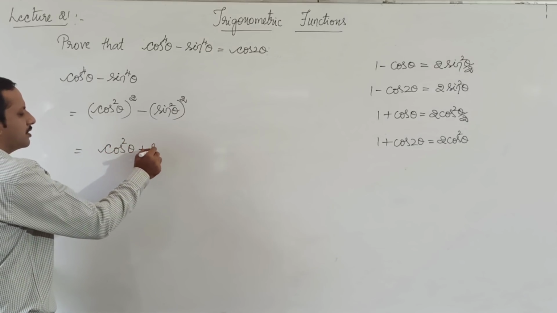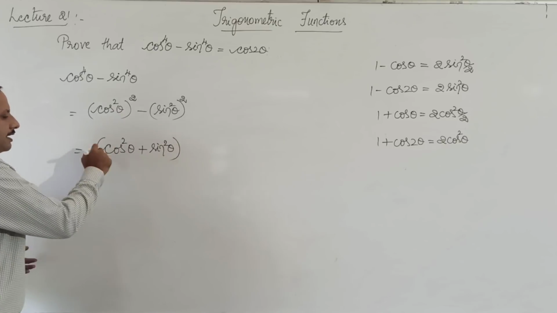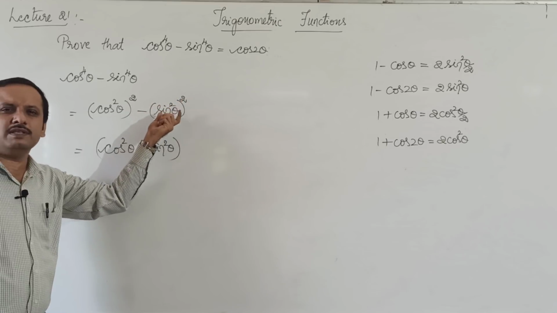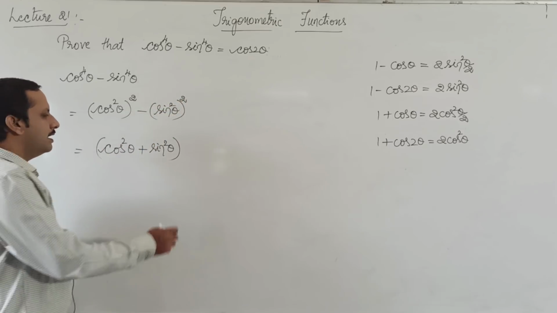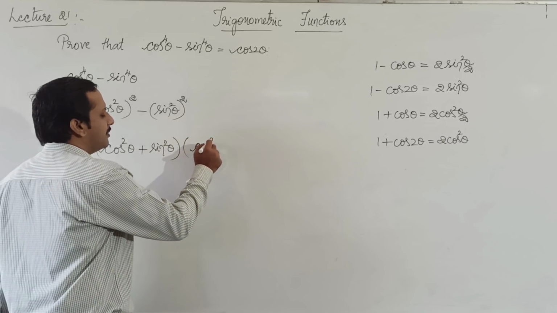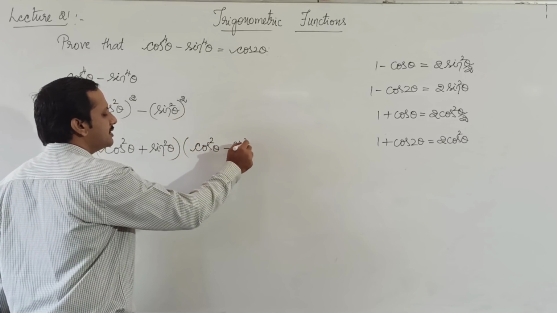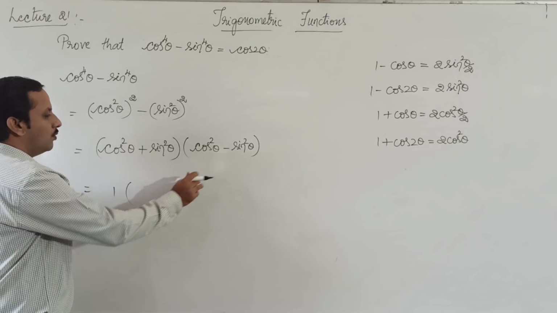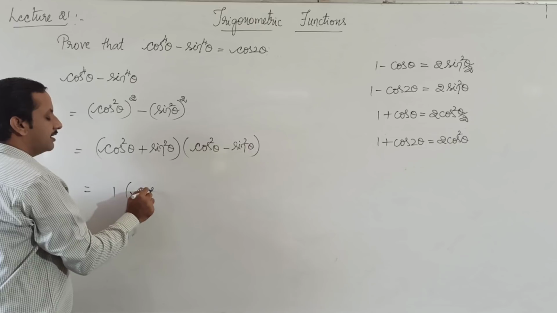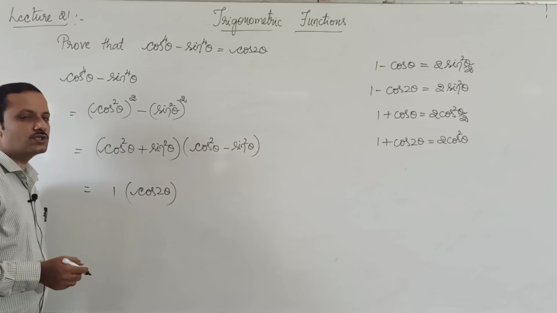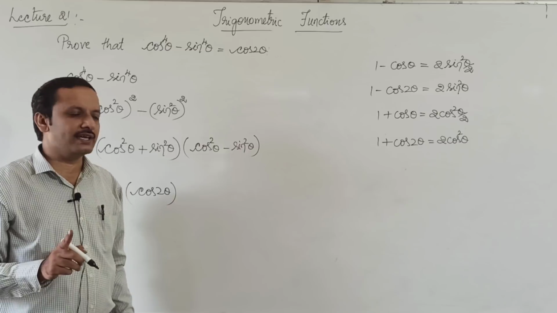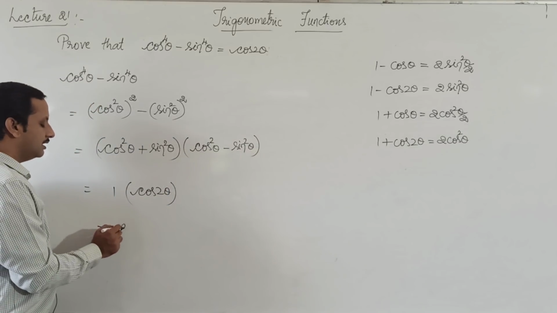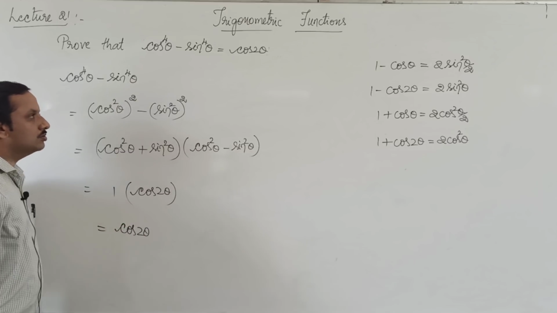A plus b is cos square theta plus sin square theta. Here a means cos square theta, and b means sin square theta. So a plus b into a minus b, where a minus b is cos square theta minus sin square theta. What is cos square theta plus sin square theta? 1. What about cos square theta minus sin square theta? That is nothing but cos 2 theta. Cos 2a is equal to cos square a minus sin square a. So cos square theta minus sin square theta is equal to cos 2 theta. 1 into cos 2 theta is equal to cos 2 theta.